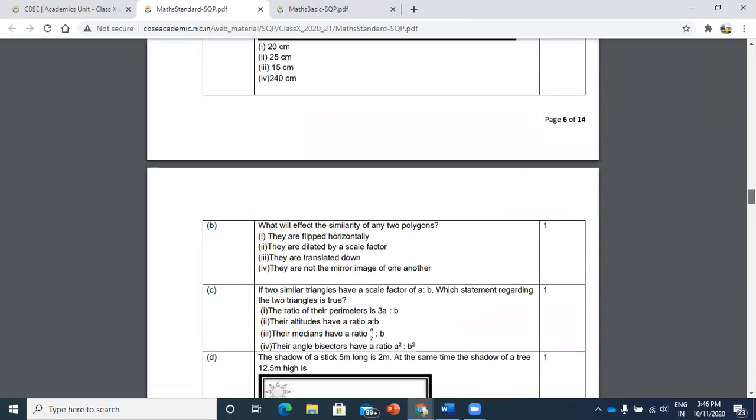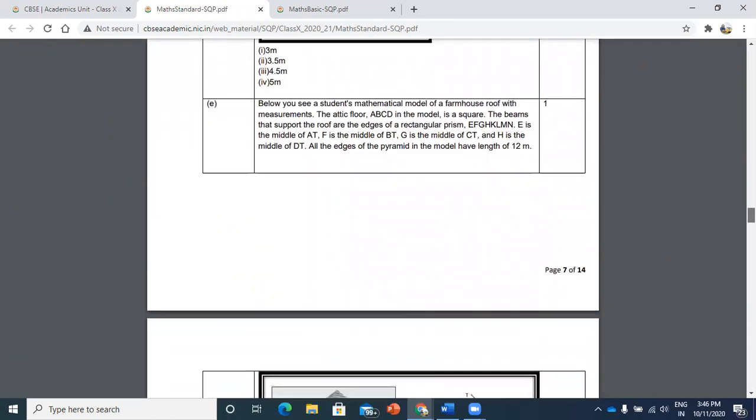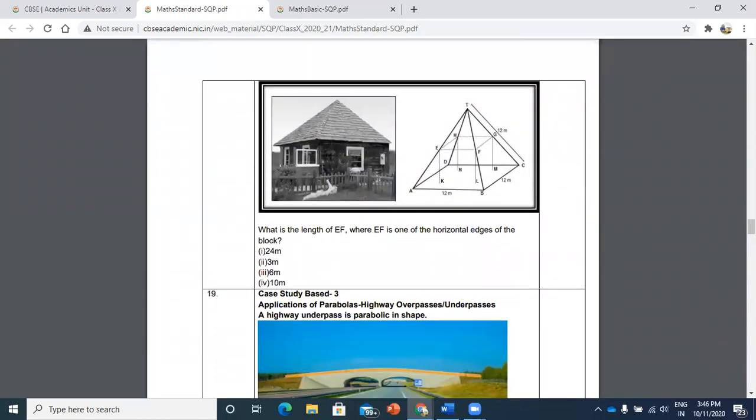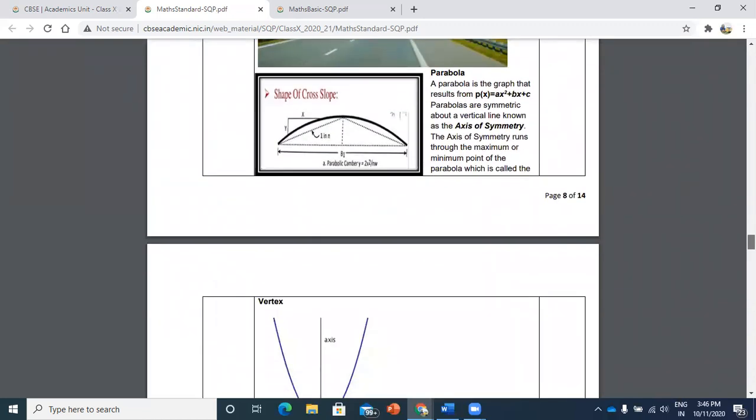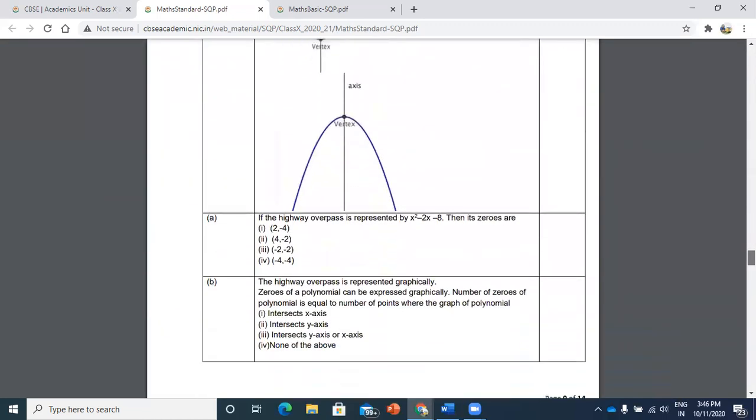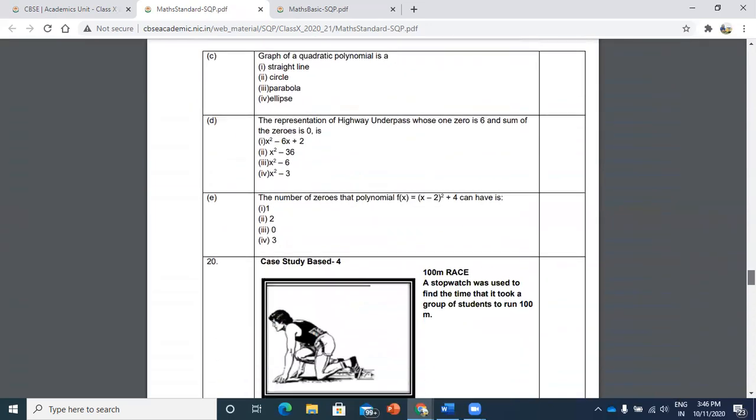Again, you will have to just go through the questions, and if your concepts are right, you should be able to do it. We only have to practice more and more questions. So about the case studies, because here the format is slightly different, that's all. It could be based on application, trigonometry, surface area, volume, or different concepts, which should be very, very clear. So this is about the case study.